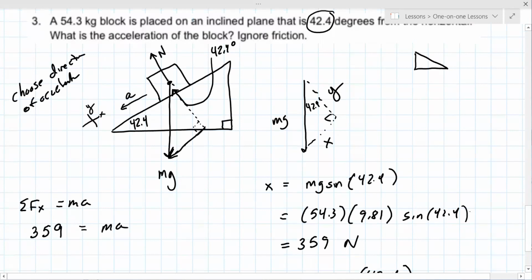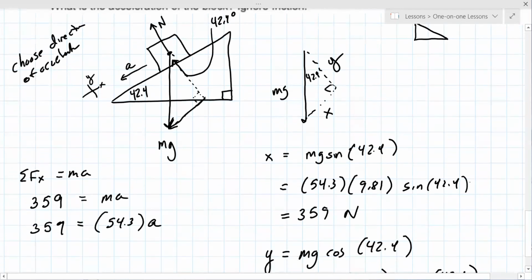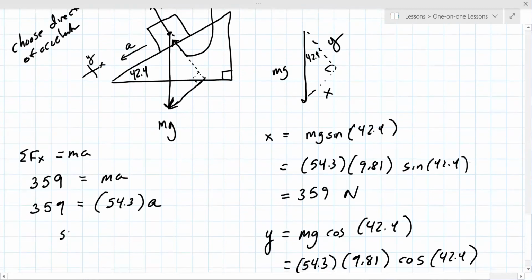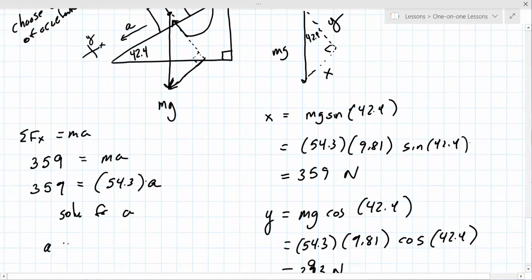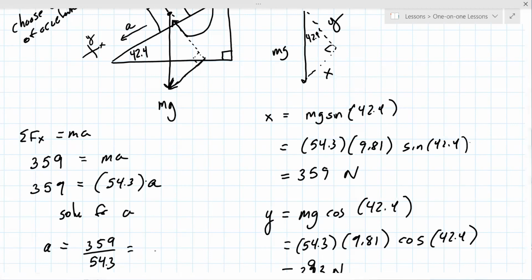Do we have the mass? Yeah, the mass is 54.3. And we don't have the acceleration, but we can calculate it. How do we calculate the acceleration in this case? We're solving for a. This is an equation. You're just going to divide both sides by 54.3. 359 divided by 54.3. I get 6.61. Okay.